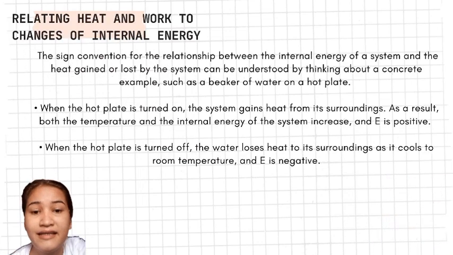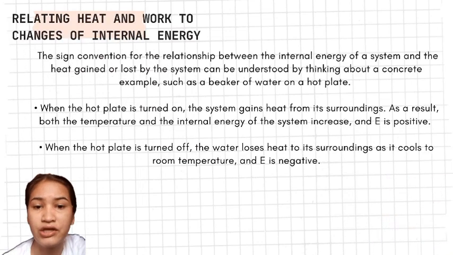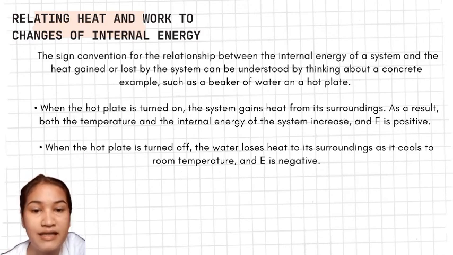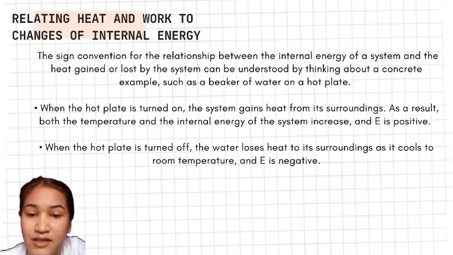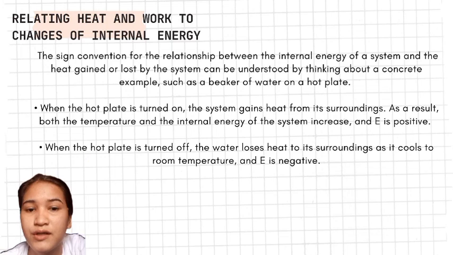With regards to relating heat and work to changes of internal energy, we have here an example. When a hot plate is turned on, the system gains heat from the surroundings. Both the temperature and internal energy will then increase, resulting in delta E being positive. When the hot plate is turned off, the water loses heat to its surroundings, resulting in delta E being negative. Let's try to answer this sample exercise.